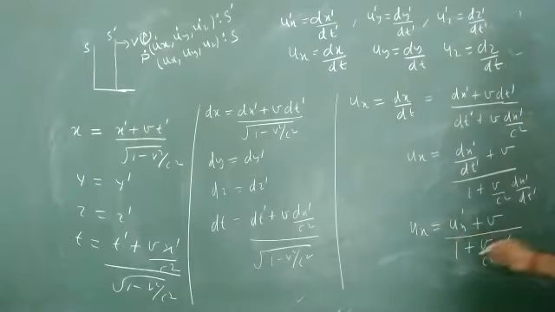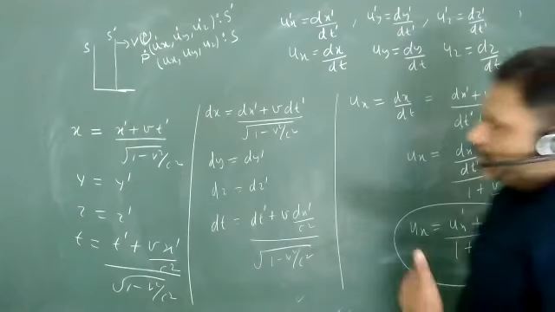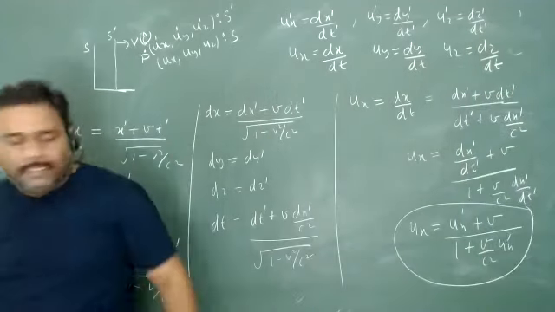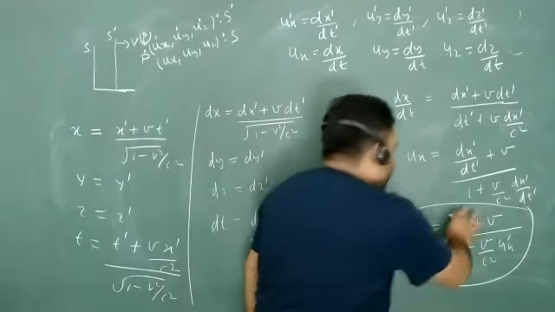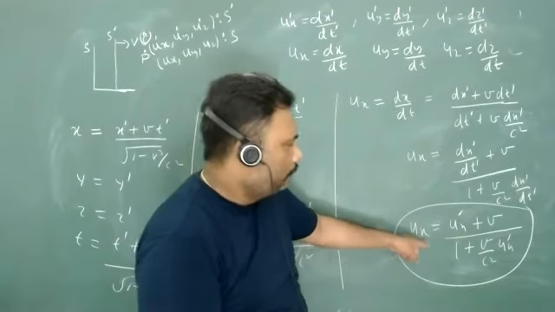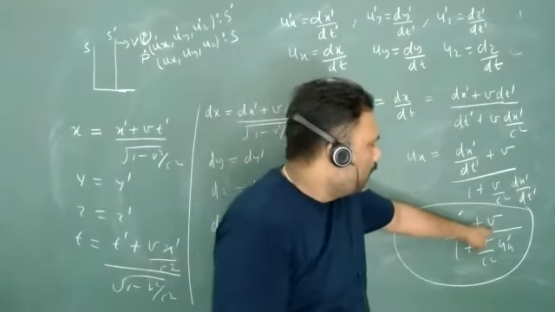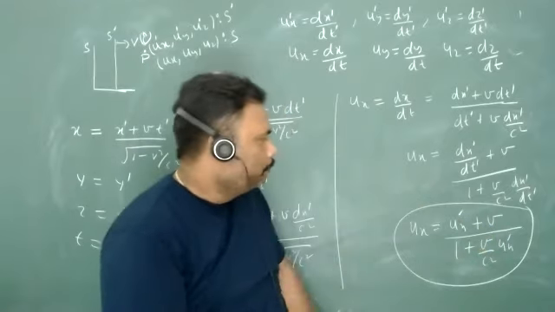Look at this thing. This is my relative speed in x direction. If ux' is given, I can write the value of ux. Now you can see, what is v? v is nothing but the velocity of S' with respect to S. Look at here.